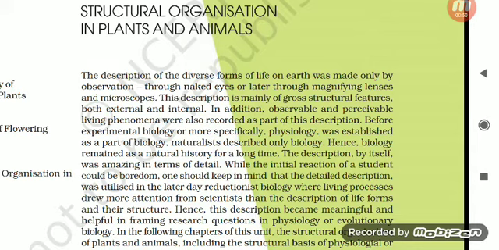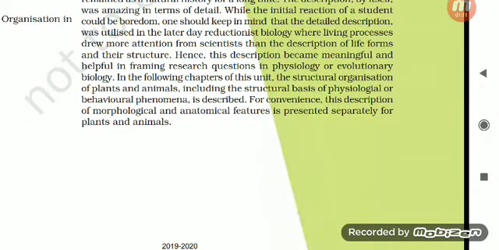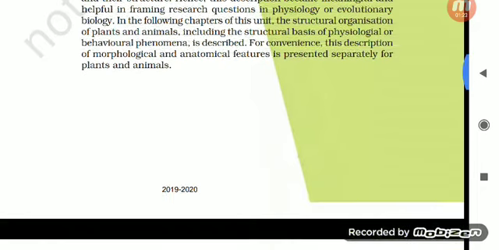reductionist biology, where living processes drew more attention from scientists than the description of life forms and their structure. Hence, this description became meaningful and helpful in framing research questions in physiology or evolutionary biology. In the following chapters of this unit, the structural organization of plants and animals, including the structural basis of physiological or behavioral phenomena, is described. For convenience, this description of morphological and anatomical features is presented separately for plants and animals.